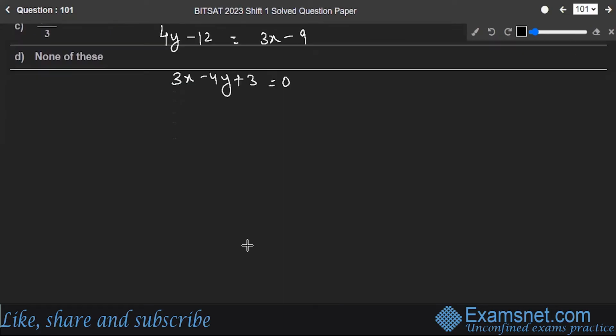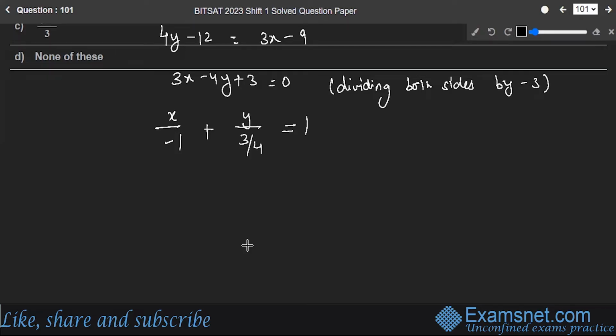Or you can write it by dividing both sides by minus 3. You have x upon minus 1 plus y upon 3 by 4 is equal to 1. Therefore, the required length is equal to, see what you have to find out.